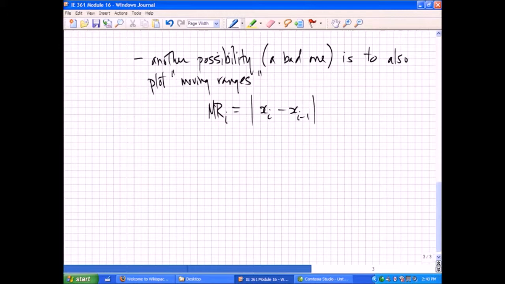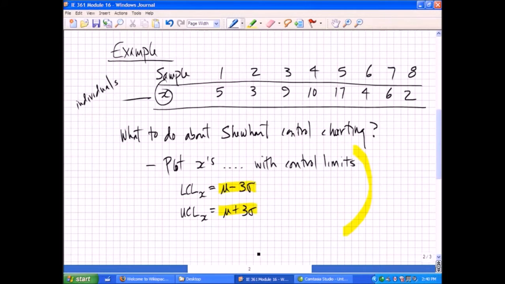If I come back to this data set here, I could put in moving ranges this way. There's no moving range for sample number 1, but the difference between the 5 and the 3 is 2. The difference between the 3 and the 9 is 6. The difference between the 9 and the 10 is 1. The difference between the 10 and the 17 is 7. The difference between the 17 and the 4 is 13. The difference between the 4 and the 6 is 2. The difference between the 6 and the 2 is 4.